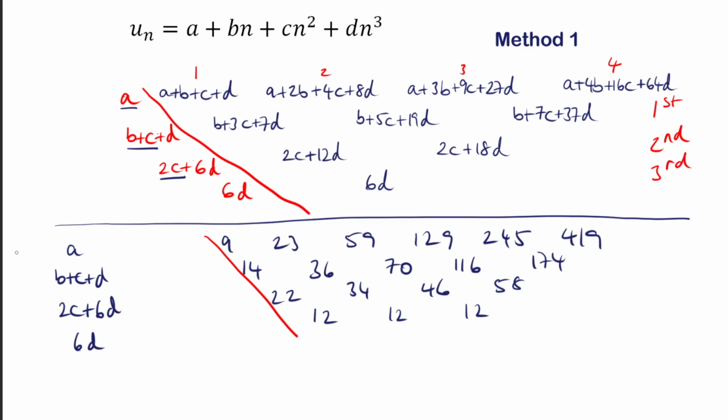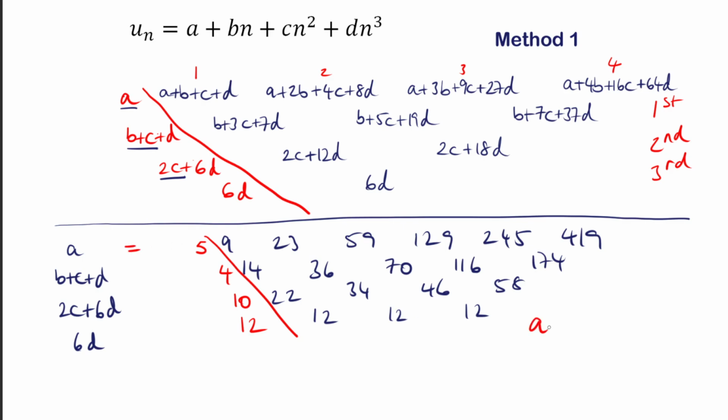But we have to work out the ones before the first one. So we have to work from the bottom. So obviously, the third difference is always 12. Okay, now we work backwards. 22 take away 12, that's 10. 14 take away 10, 4. And then 9 take away 4 is 5, isn't it? So this automatically is telling us that A is 5.